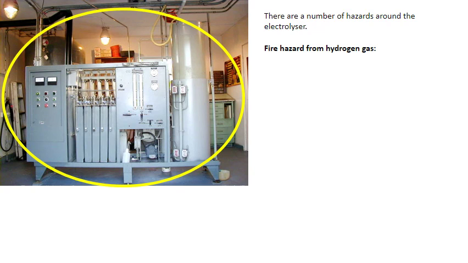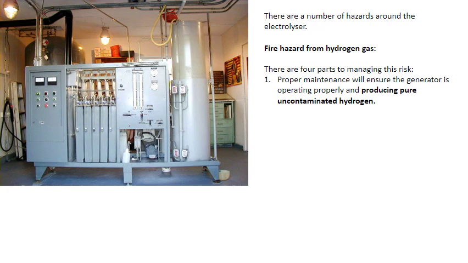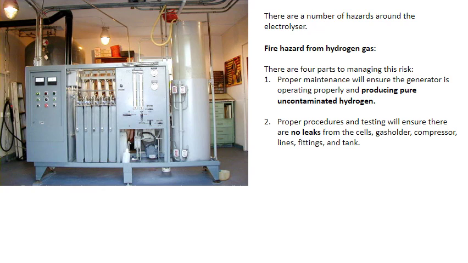The big one, of course, is the fire hazard from hydrogen gas. There are 4 parts to managing this risk. First, proper maintenance will ensure the generator is operating properly and producing pure, uncontaminated hydrogen. Secondly, proper procedures and testing will ensure there are no leaks from the cells, the gas holder, compressor, lines, fittings, and tank.